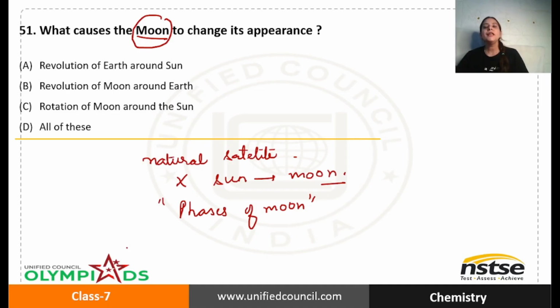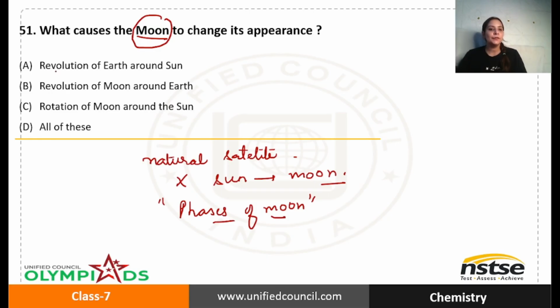Full moon is basically when the whole surface gets illuminated, and new moon is when you cannot see the moon, because it is far away from the sun and none of its part is illuminated. So these are the phases of the moon.